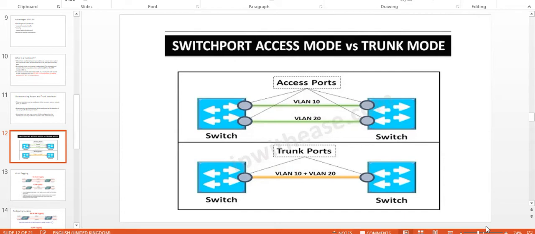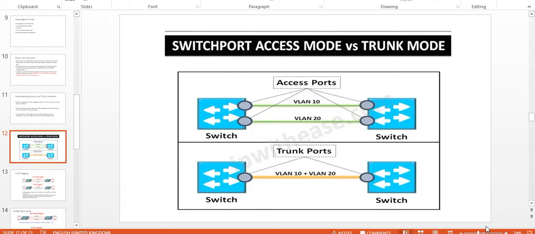Now, in this second part of your lab, we will be discussing the difference between your access mode and trunk mode, right? As you're familiar, your switch has a set of 25 ports available in it, right? Either those ports are configured in the form of access ports, or you configure them in the form of trunk ports, right? You have the option of configuring them in either of these versions.